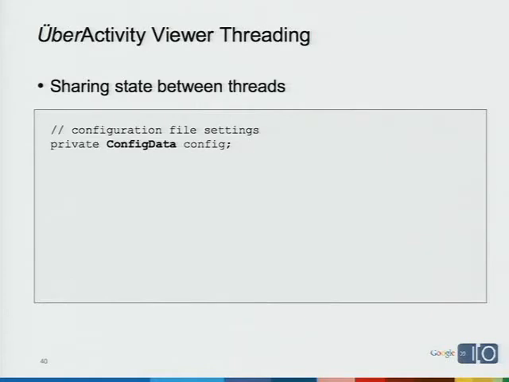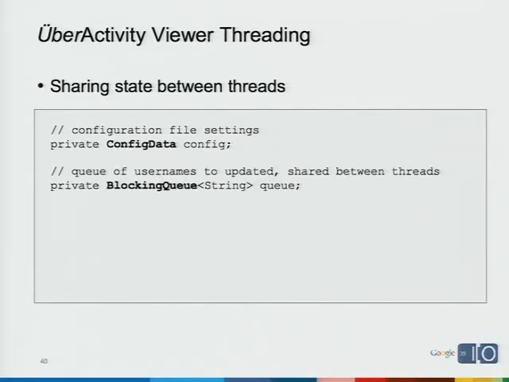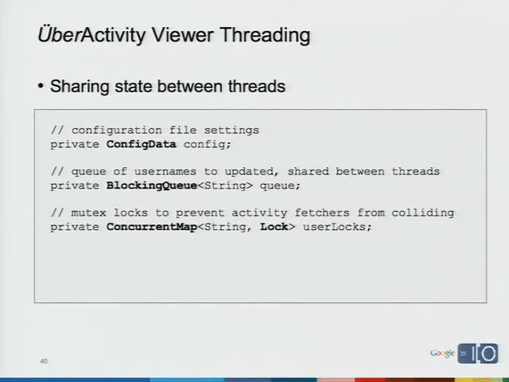Okay, so we have some things that we're using to share state. We have this config data object, which is just a read-only object that parses some configuration files for us that provides like the developer key that we're using and the database passwords, that sort of stuff. But the interesting stuff is we have some thread-safe objects that Java provides us, like that blocking queue that I mentioned earlier, and this concurrent map of user locks. So these two things are going to let us have communication between the threads in a safe manner so they don't stomp on each other.